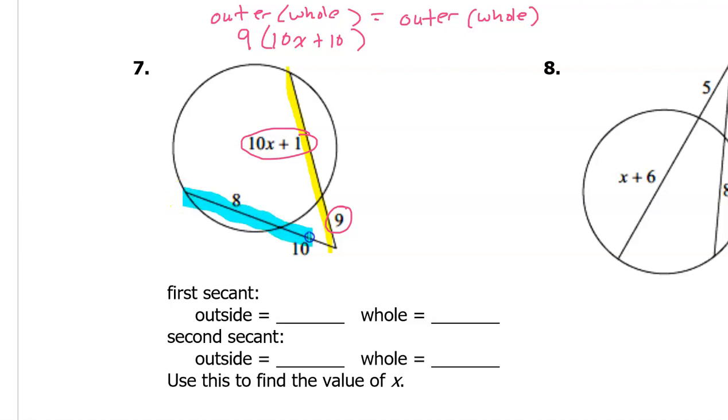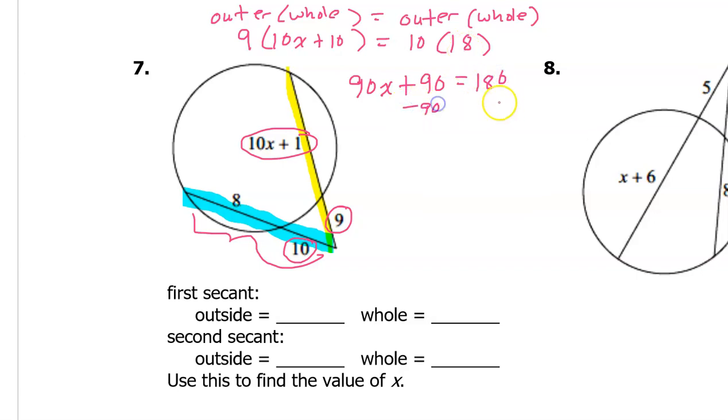So how about the blue secant line? Remember, we are doing outer times whole. This is the outer number right here. The outer number is 10. The whole is going to be 8 plus 10, which is 18. Now, the distributive property. I will get 90x plus 90. 10 times 18 is 180.